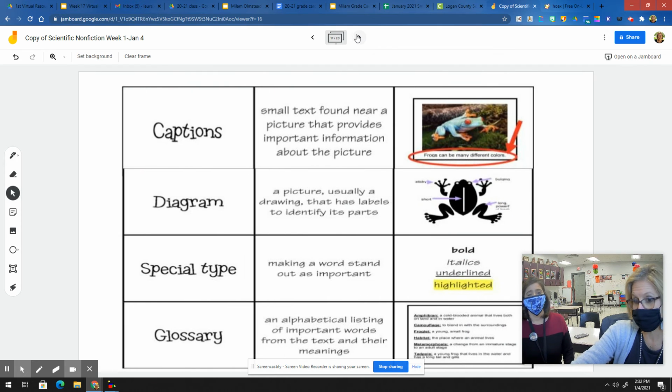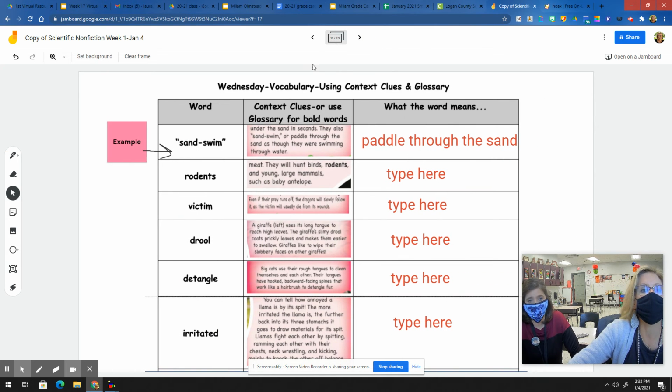So after you have found 3 to 5 words you didn't know, and make your best shot at what you think it means, you're going to go to slide 18. Slide 18 here. It's Wednesday. Using context clues in the glossary. Here was an example of a word that was in the text, sand swim. And I don't know that this is a real word, but still it was in there. And when you hear it, sand swim, what's that mean?